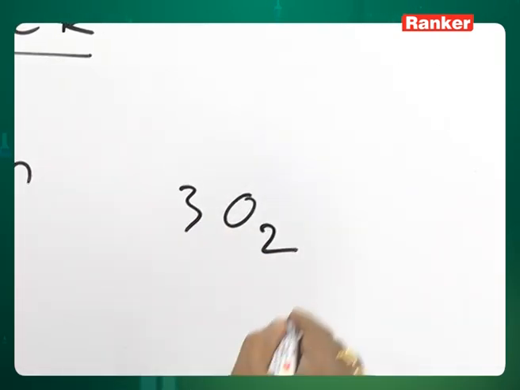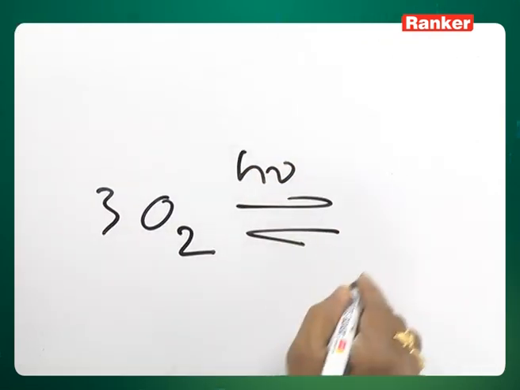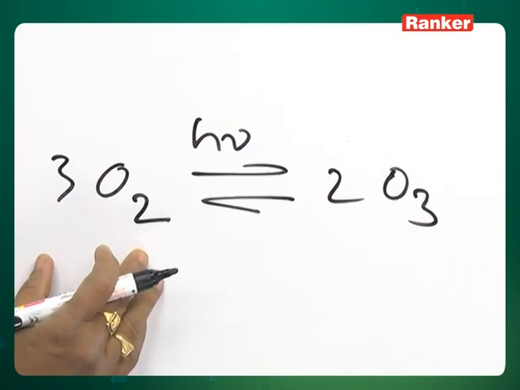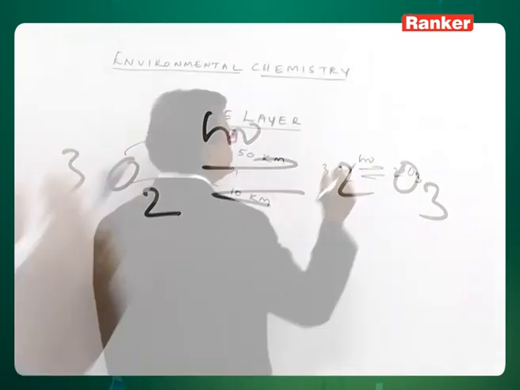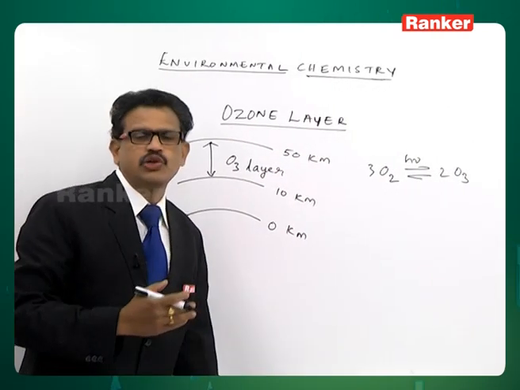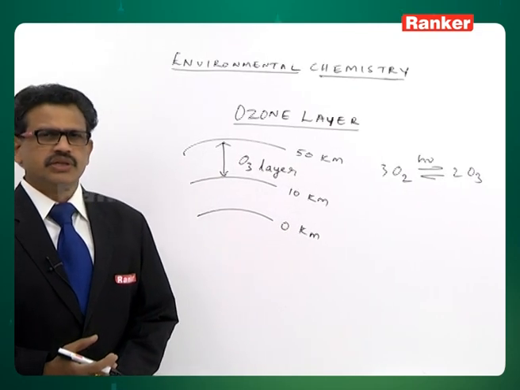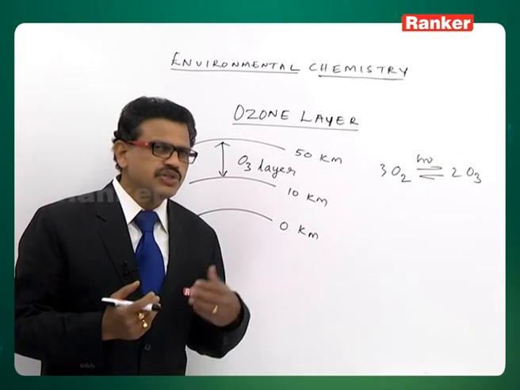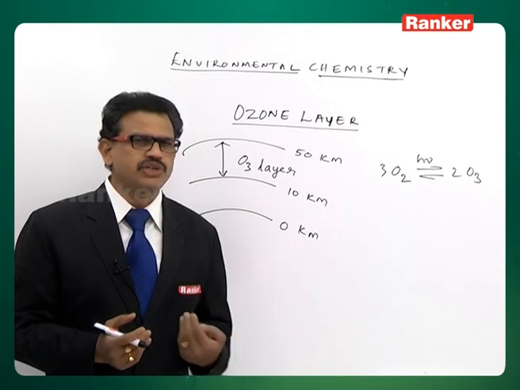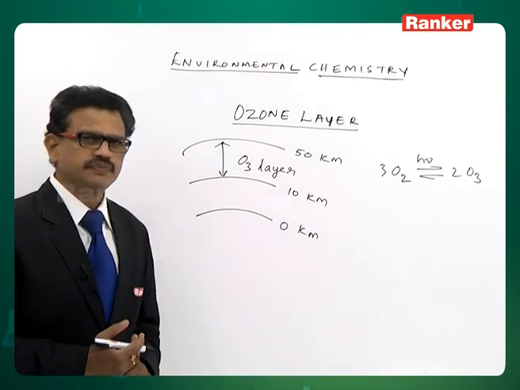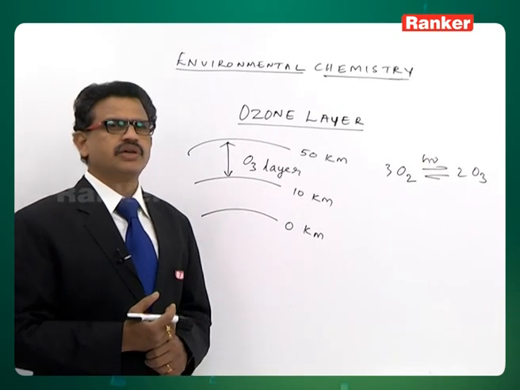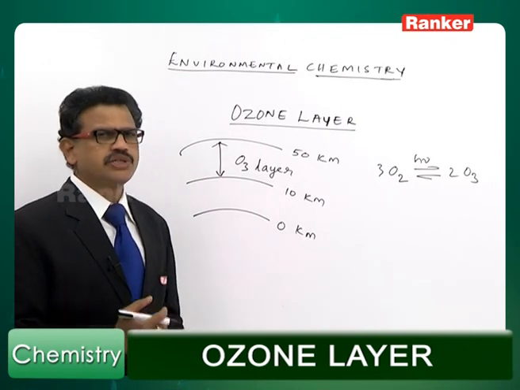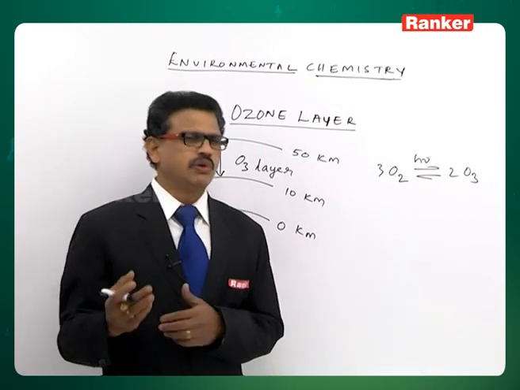This atmospheric oxygen takes up sunlight and gets converted into ozone. This is oxygen from the atmosphere. This is ozone produced in the 10 to 50 kilometer region, that is the stratosphere. This ozone formation is an endothermic process. Decomposition of ozone is an exothermic process, but formation of ozone is an endothermic process, since it is absorbing sunlight from the sun's atmosphere, and oxygen molecules get converted into ozone molecules.